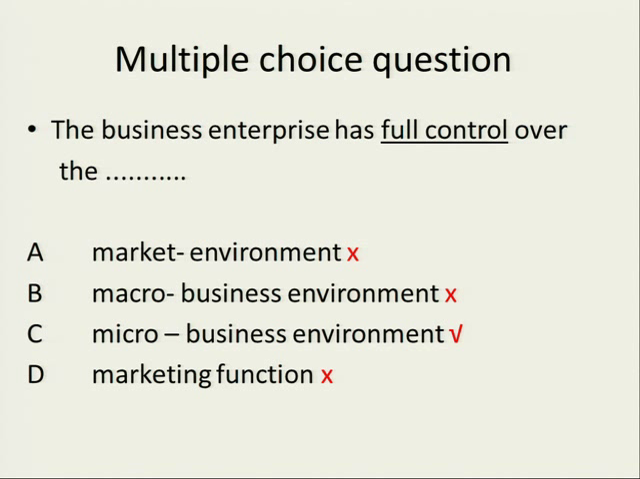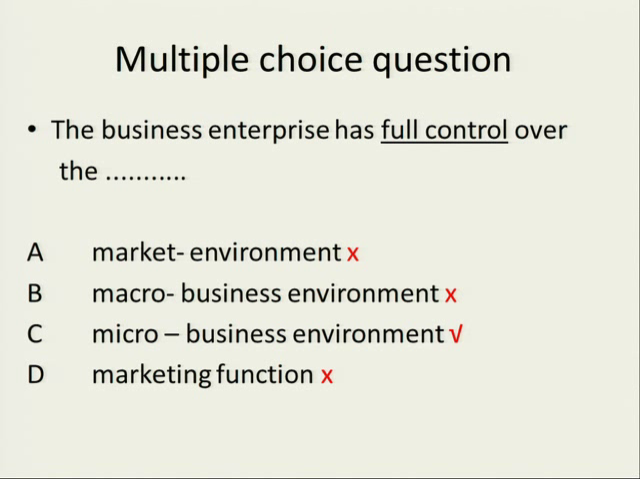The key words in this instance are full control. Because as we know, business has got different degrees of control over different environments. Full control, some measure of control, or no control. Then the learner must cancel the wrong answer, which is definitely wrong. In this instance, it will be number D, the marketing function, because that is not one of the business environments.